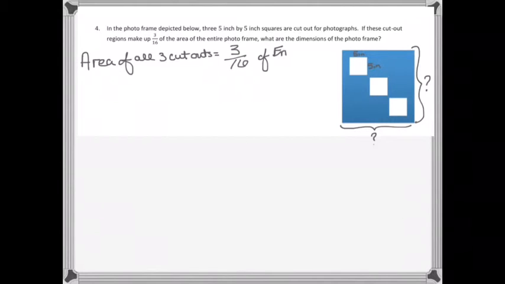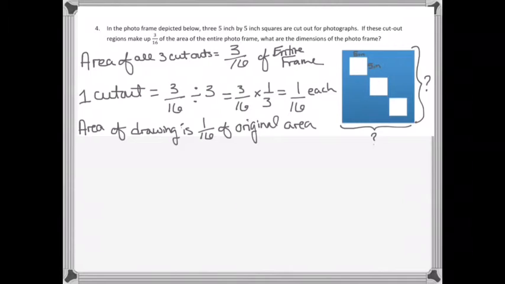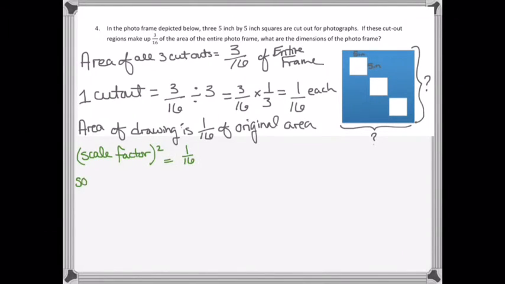Since we know the area of the 3 cutouts is 3/16 of the entire frame, and there's 3 of them, that means if we divide by 3, we'll know what one of them is. This means that each would be 1/16. So the area of the drawing here is 1/16 of the original area. So each one of those cutouts is 1/16 of the original area. Since when we talk about area, we square our scale factor, our scale factor squared equals 1/16.